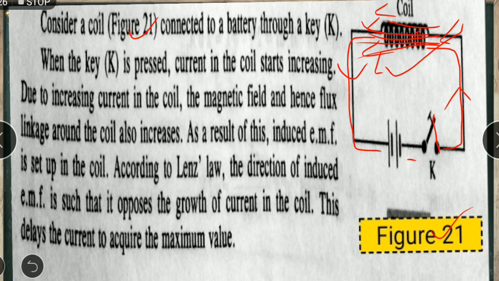So we know that according to Lenz's law, the direction of induced EMF is such that it always opposes the growth of the current in the coil. Okay, when the magnetic flux linked with the coil increases, it further opposes the growth of the current in the coil. Okay, so it delays the current to acquire the maximum value.